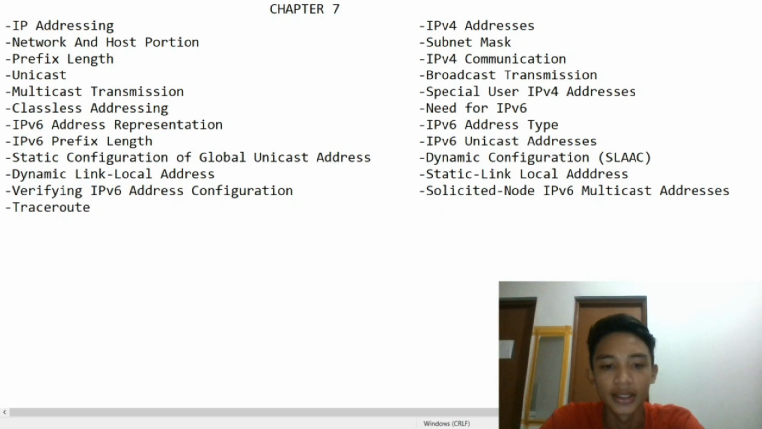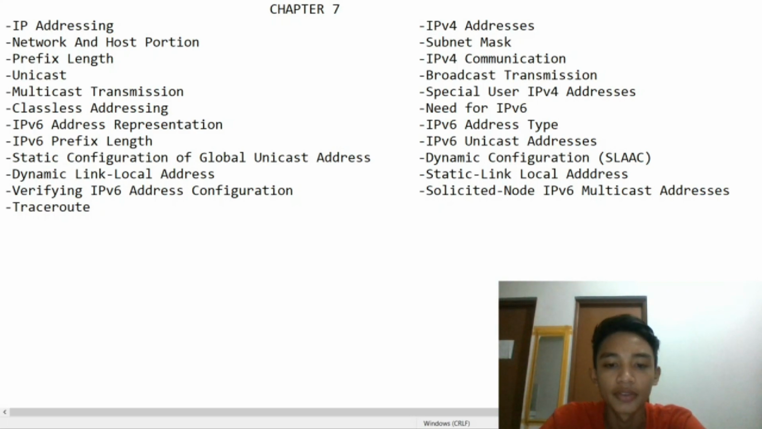IPv6 unicast addresses. An IPv6 unicast address uniquely identifies an interface on an IPv6 enabled device. A packet sent to a unicast address is received by the interface that is assigned that address. Similar to IPv4, a source IPv6 address must be a unicast address. The destination IPv6 address can be either a unicast or a multicast address.